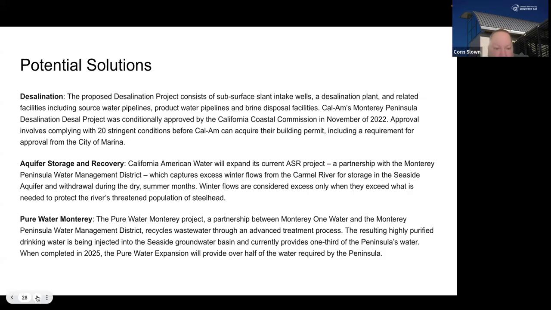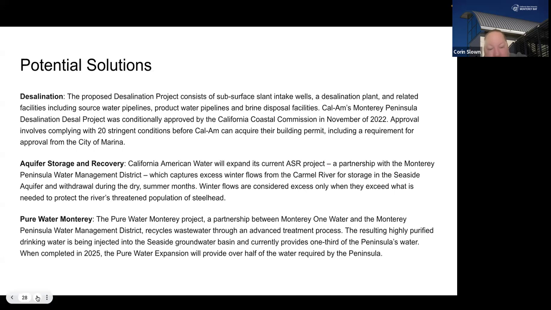The other two projects were the aquifer storage and recovery, in partnership with the Monterey Peninsula Water Management District. This is where excess flow from the Carmel River gets stored in the Seaside aquifer. Then during the summer or the really dry months, there are greater withdrawals. Winter flows are considered in excess only when they exceed what's necessary to protect the Carmel River's threatened population of steelhead trout.